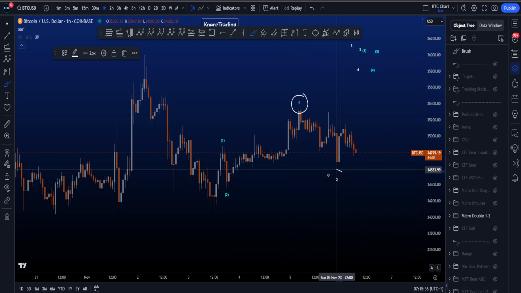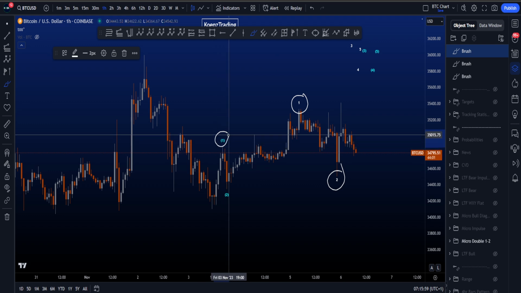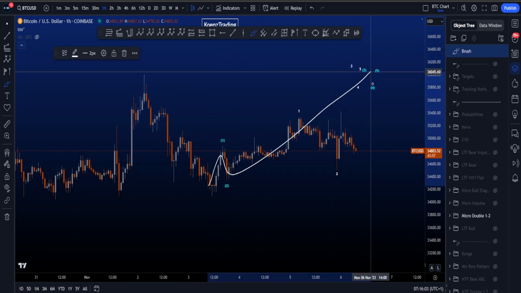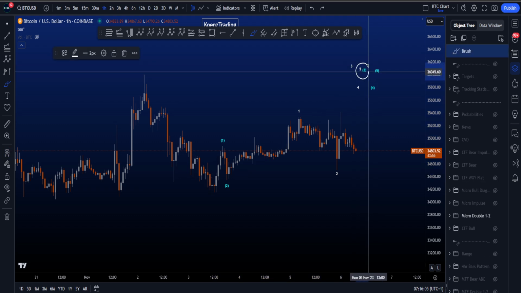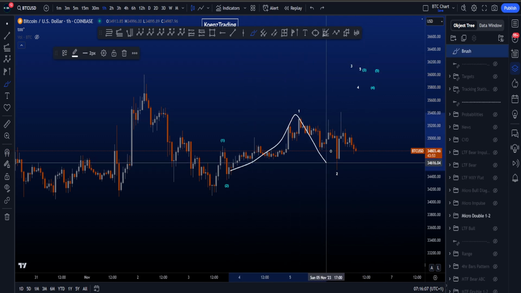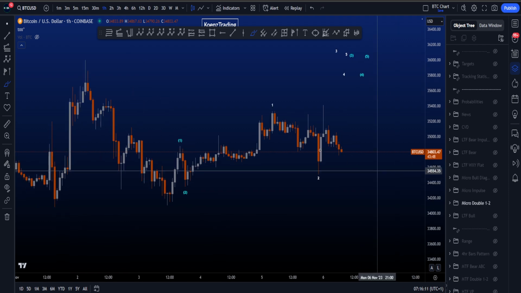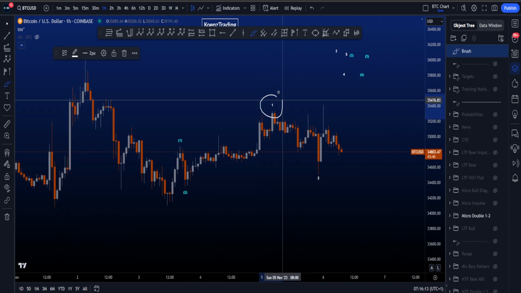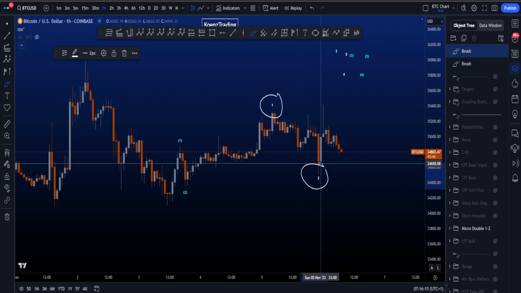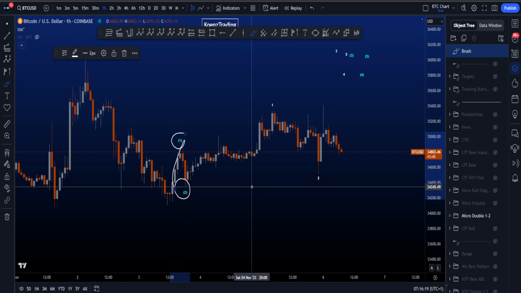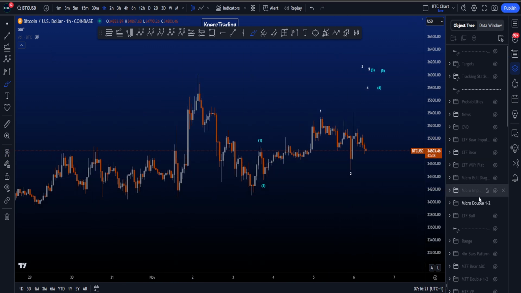that the lower degree wave 1 and 2 compared to the higher degree wave 1 and 2, because in blue we are looking for 1, 2, 3, 4, 5, and then inside the blue 3 we are looking for the white 1, 2, 3, 4, 5, meaning the white count is a lower degree Elliott wave count. The problem is that the white wave 1 and the white wave 2 are both longer in price and time compared to the higher degree wave 1 and 2, which is not what you like to see.